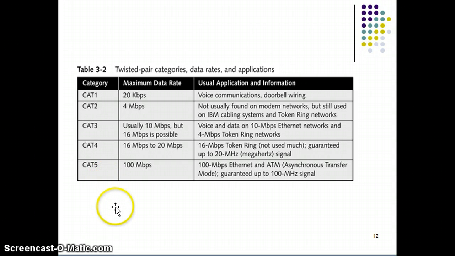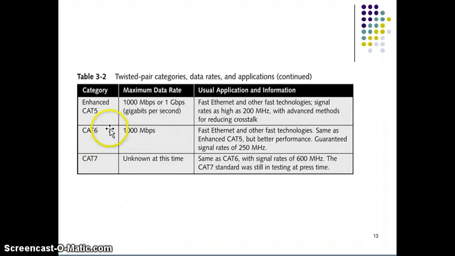Category 5, no longer an approved standard, 4-pair, twisted, no shield. Good for 100 megabits per second. Standard used in Ethernet, still a lot of it around. It's just no longer an approved installation standard. Cat 5e, pretty common. A lot of that going in.